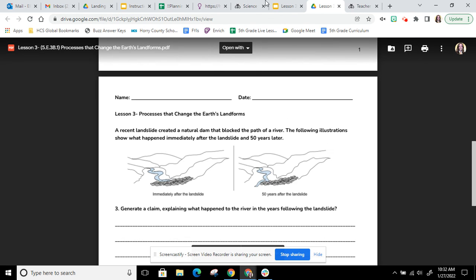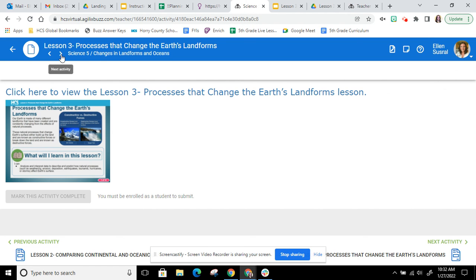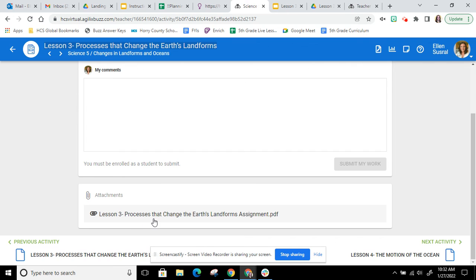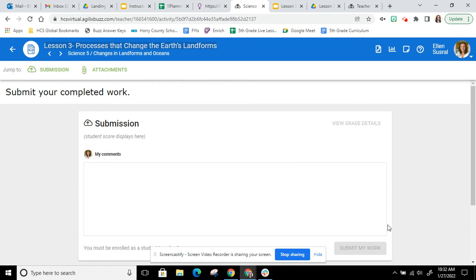Okay. When you're done, you'll go back to Buzz. You'll click on that Next Activity tab. You also have the assignment attached here below. When you are done with the assignment, you'll click on the blue plus button and you attach your work. Let me know if you have any questions.